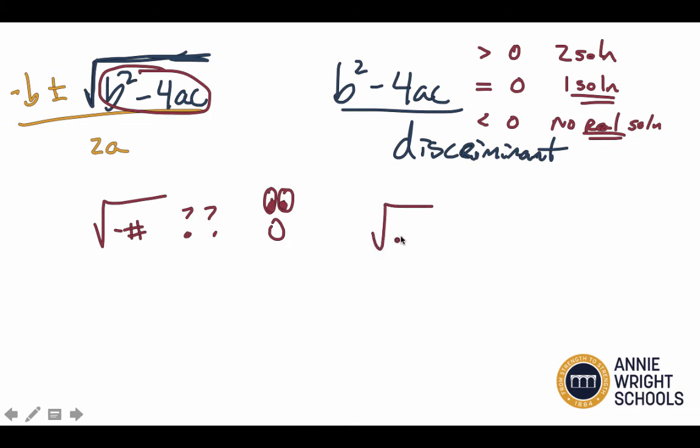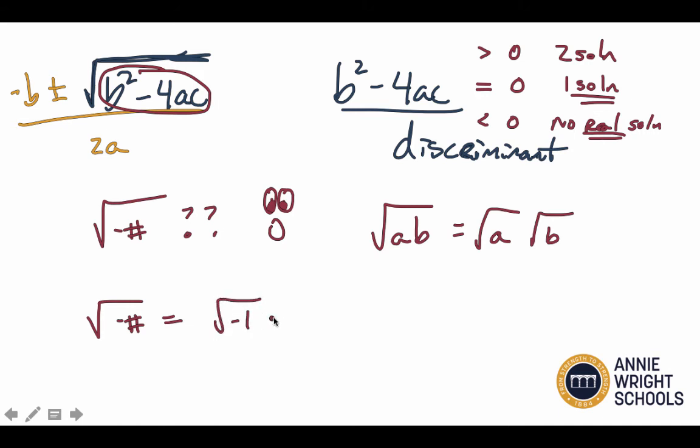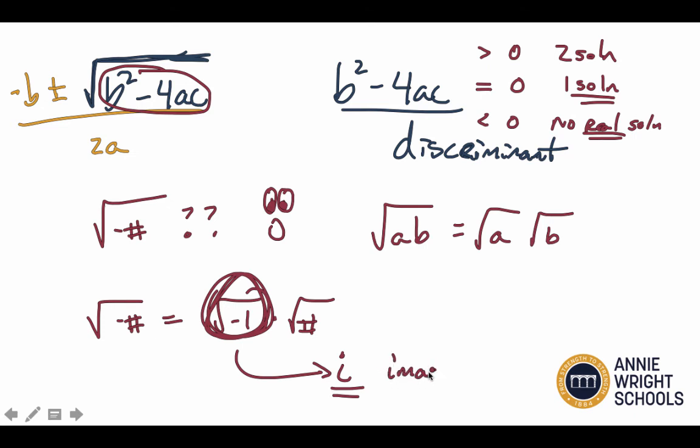It's built on this principle that we studied at the beginning of the year, that the square root of a times b is the square root of a times the square root of b. So the square root of a negative number will always be the square root of -1 times the square root of that number. So we can always separate the negative out. And when we do, we call that i, i for imaginary. And we will talk about imaginary solutions and imaginary numbers a little bit later.